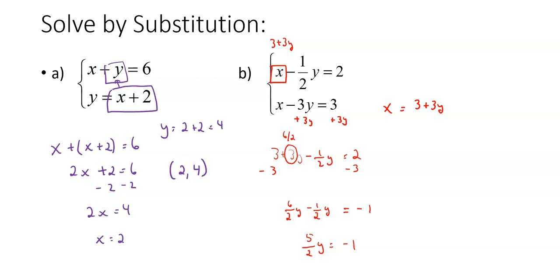How do I get rid of that 5 halves? Multiply both sides by the reciprocal. Or you can think of dividing, but sometimes multiplying by the reciprocal is nicer. So I'm going to multiply this side by 2/5 and this side by 2/5. All right, so I get y is equal to negative 1 times 2/5, or negative 2/5. Now it says up here that x is equal to 3 plus 3y. So x is equal to 3 plus 3 times negative 2/5.